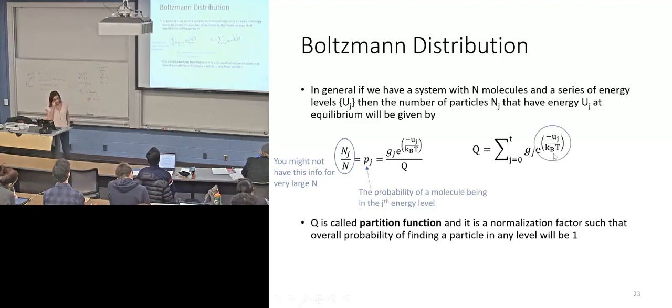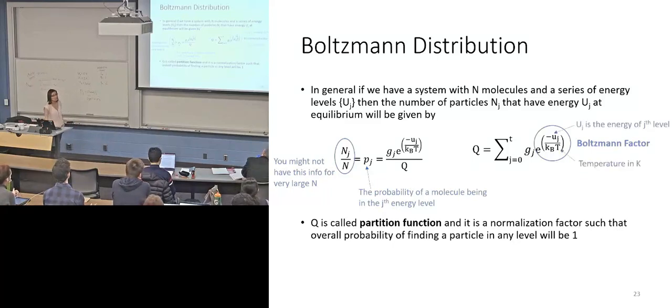What was the name for this whole term here, e raised to the negative u sub j over kBT? There's a name for that term. Boltzmann factor. Great. u sub j is the energy of the jth level. T is temp in Kelvin, so make sure you convert. kB is Boltzmann's constant in joules per Kelvin. If I don't give this to you in joules, you may need to get into joules. If it's kilojoules, make sure you multiply through by 1,000. Always be minding your units.